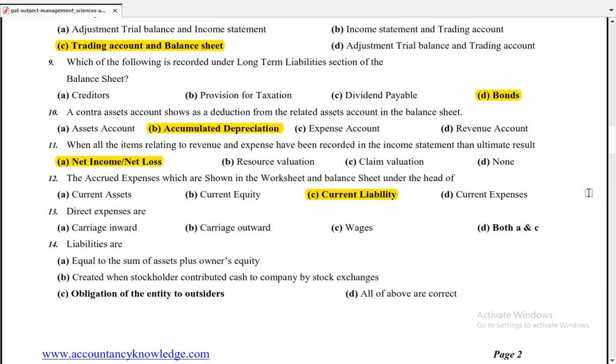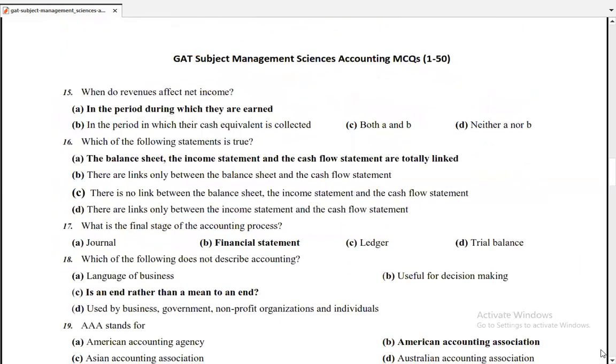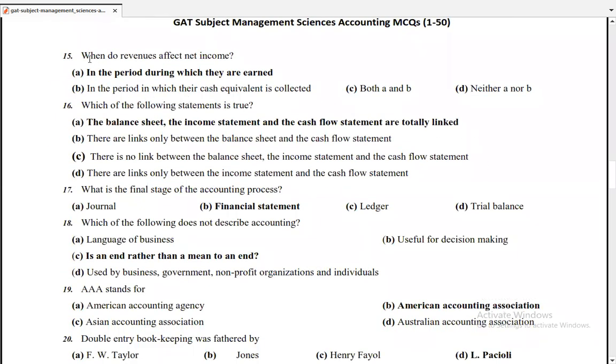Direct expenses are wages and carriage inward. So we will take both A and C. Liabilities are obligations of the entity to outsiders. Now MCQ 15. When do revenues affect net income? In the period during which they are earned.